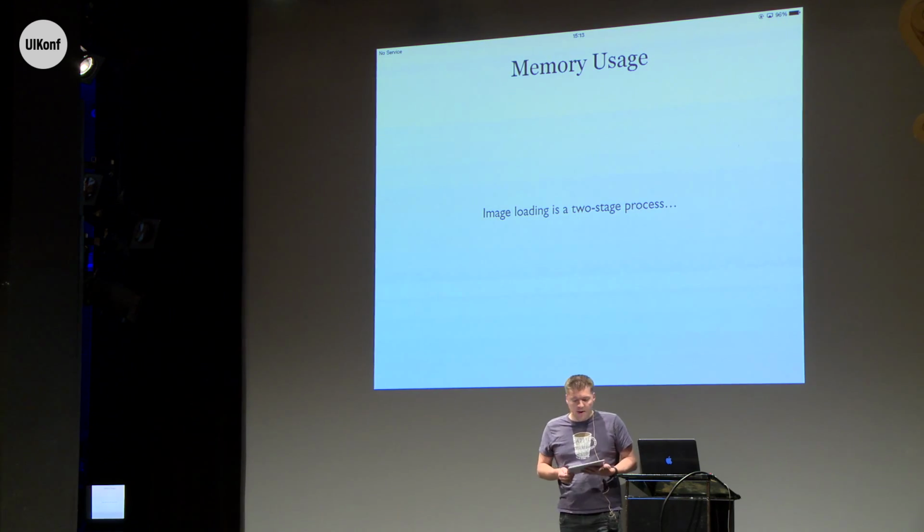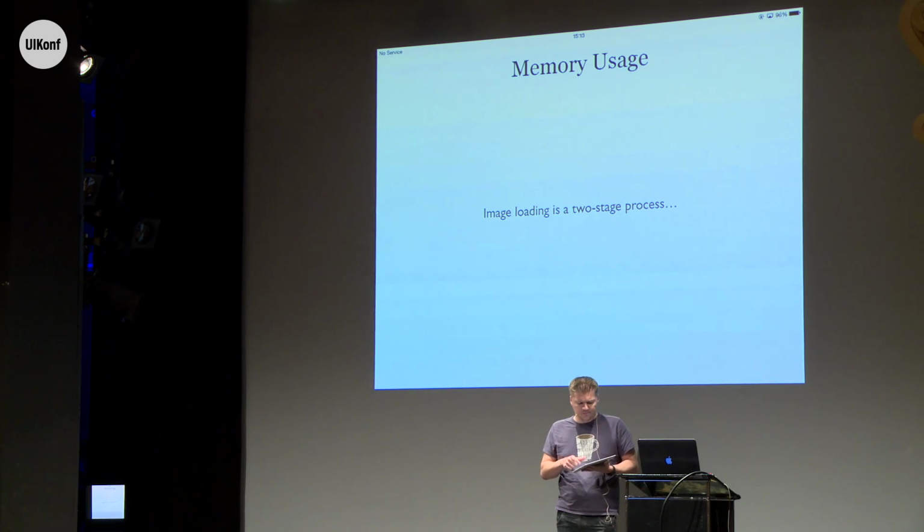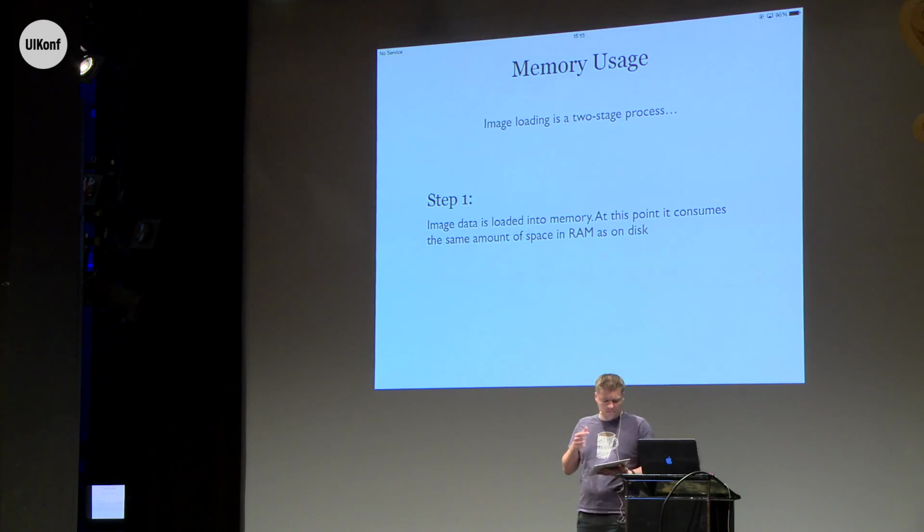OK, so let's move on to memory usage, as opposed to size on disk, which is quite different. When we load an image, it's a two-stage process. Step one, the data is loaded into memory. And at this point, it consumes the same amount of RAM as it does on disk. It's basically just a blob of data you've loaded. So there's no difference at that point.